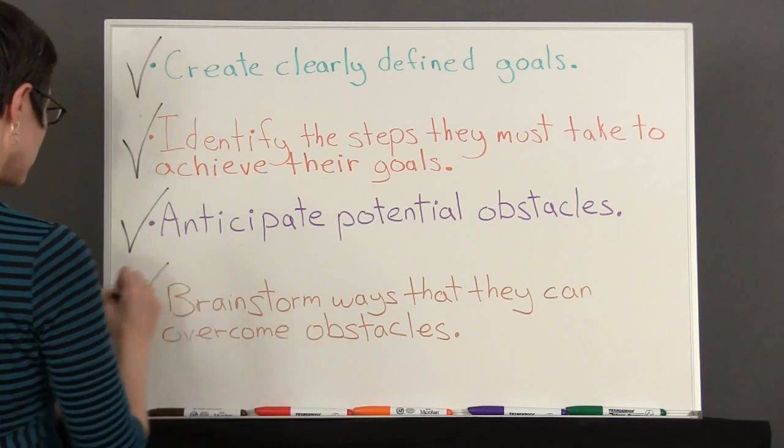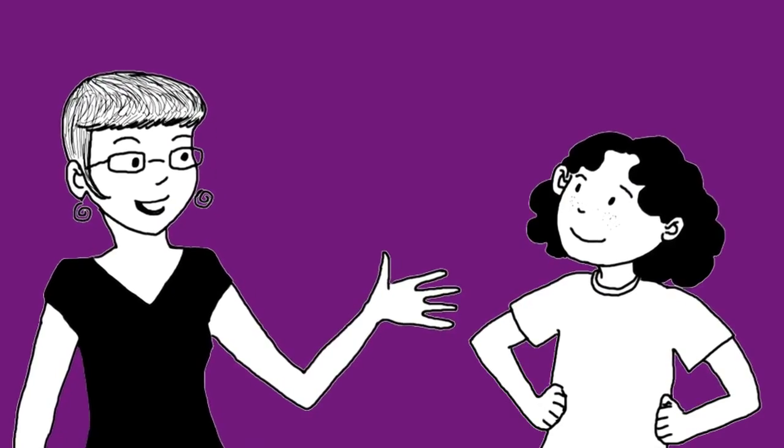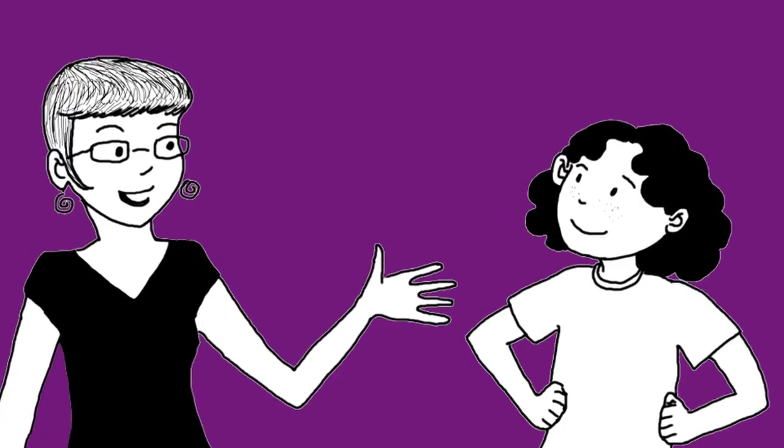Brainstorm ways that they can overcome obstacles. If your house is too noisy, maybe you can do your homework at the library. If you have sports practice every day after school, let's look at your schedule and find times where you can get work done during school or before school. By using obstacles as a basis for creating solutions, you're helping your students to anticipate and overcome obstacles.